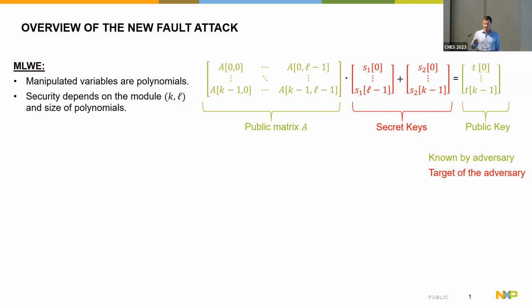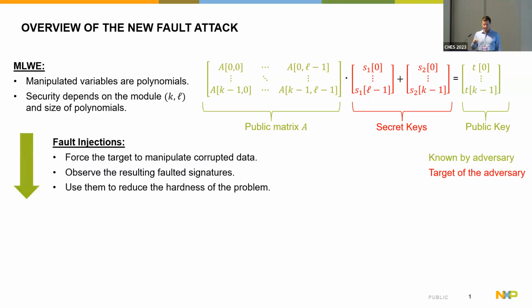The security there depends on multiple things, and among them, important security parameters are the size of the matrices and the size of the polynomials that live in those matrices. Of course, we are at CHES, so we are talking about physical attacks. Here we'll be talking about fault injection, where you force the target to manipulate corrupted data, and maybe the target will release that corrupted data.